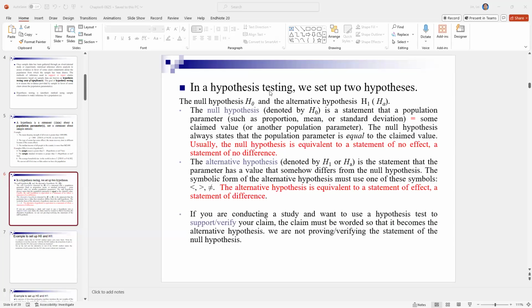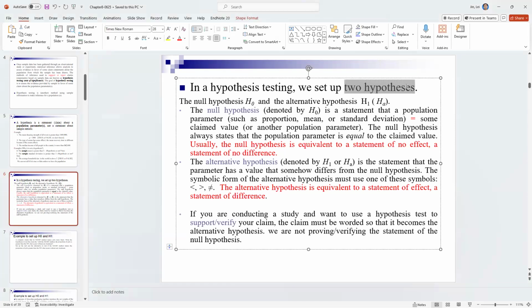In hypothesis testing, we always need to set up two hypotheses. One is called the null hypothesis, and you denote it by H sub 0. Another one is called the alternate hypothesis. Sometimes we use H sub 1 to denote it, or maybe H sub A, so there are different ways. Okay, what is the null hypothesis?